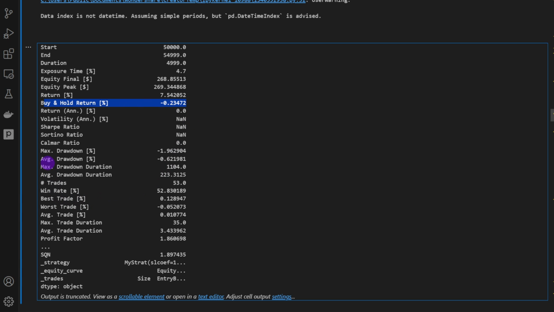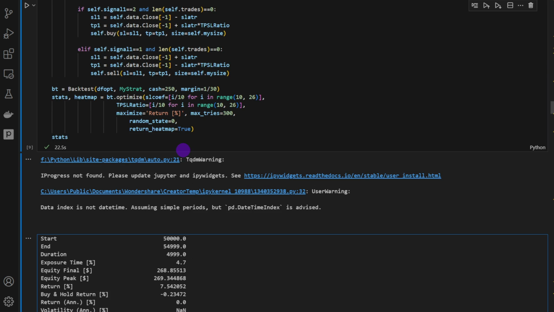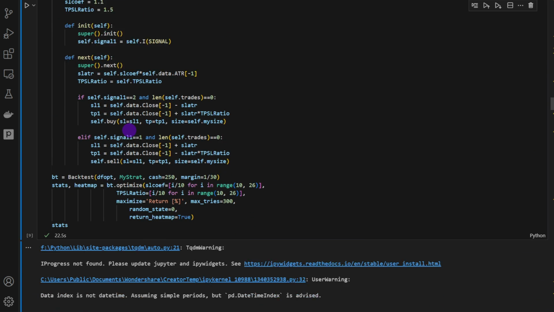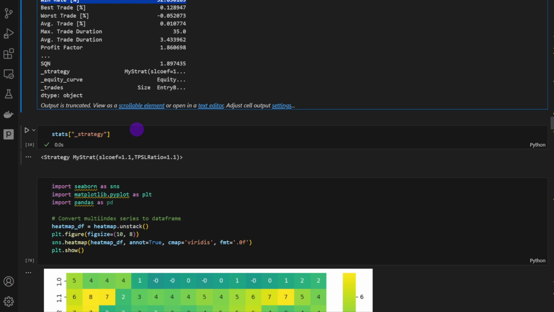And we have an average drawdown of 0.6% and a maximum drawdown of almost minus 2%. So that's not bad for 3 weeks of trading. And the win rate of 52.8%. Now this is in the best conditions. Remember, these are the best set of parameters. What if we apply forward testing?